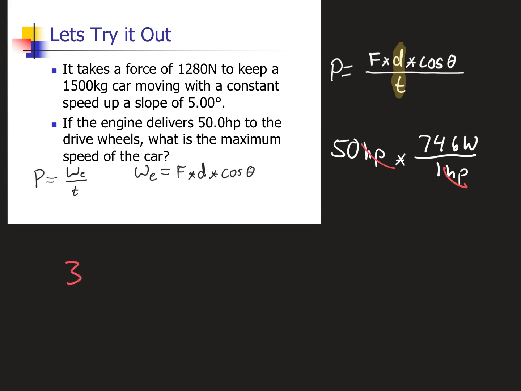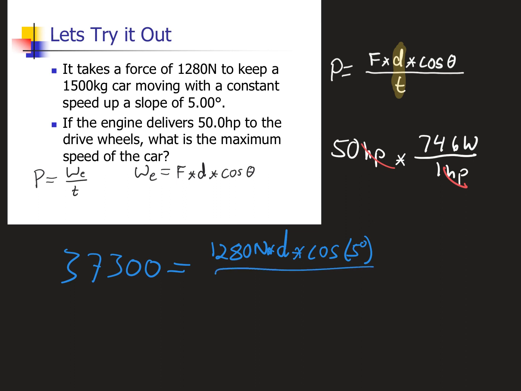Let's get rid of that color. I don't like that color, especially in the middle of a problem. Let's go blue. 387,300 is equal to a force of 1,280 newtons times the distance times the cosine of 5 degrees divided by the time.